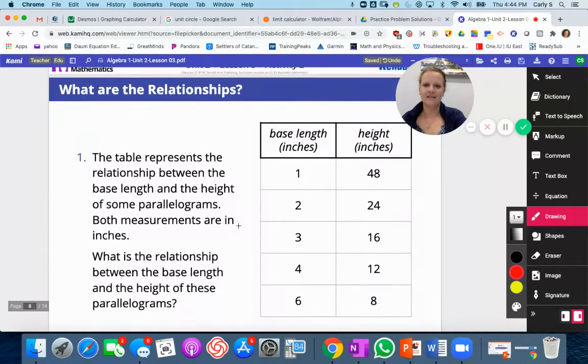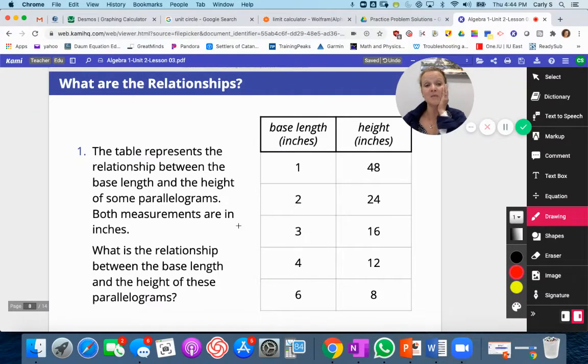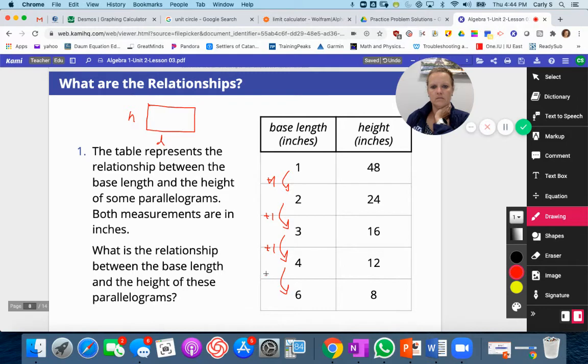All right. So again, we're looking at relationships, and we're trying to come up with some equations. The table represents the relationship between the base length and the height of some parallelograms. Base length and height, both measurements are in inches. What is the relationship between the base length and the height of these parallelograms? It looks like these are a +1, and it looks like this is decreasing.